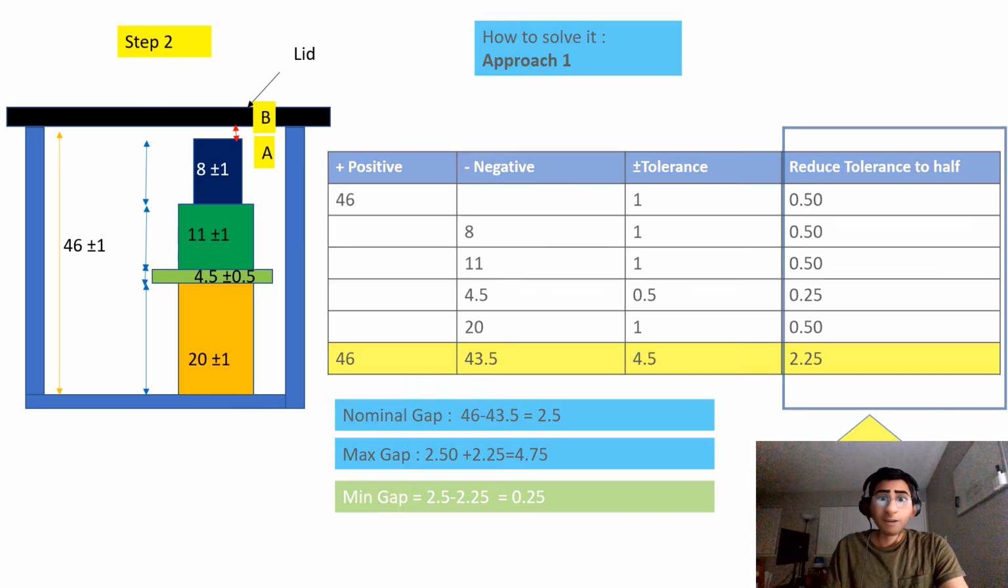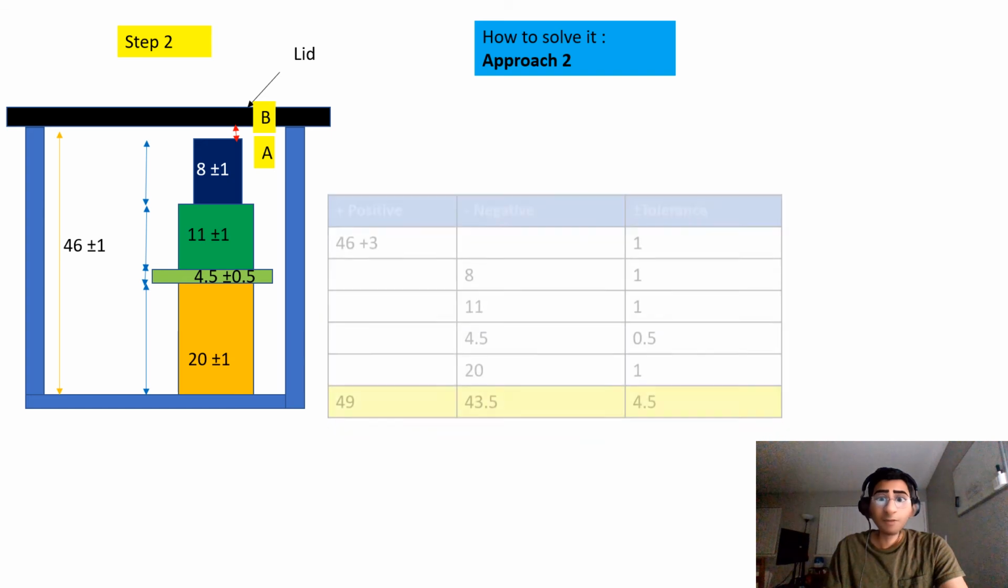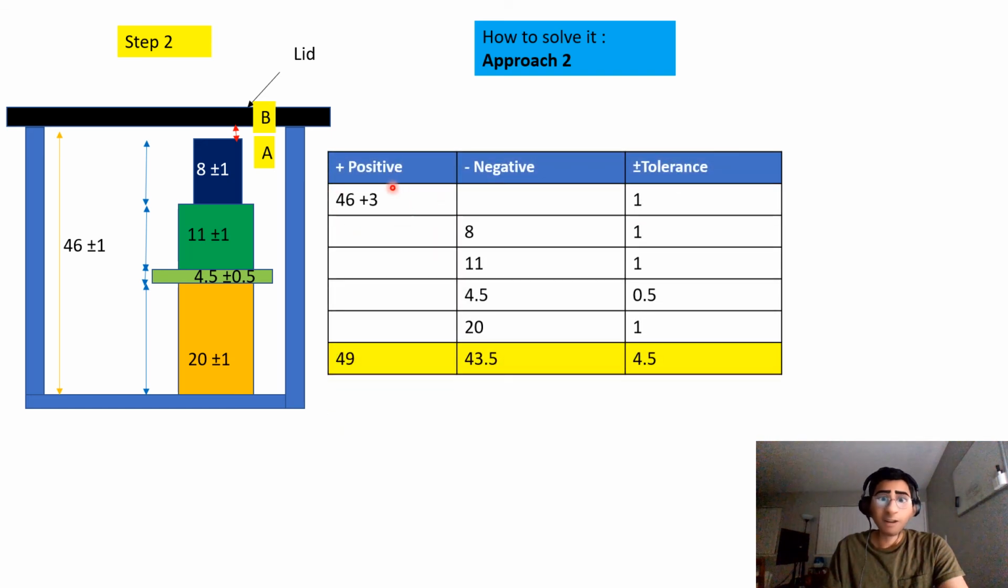The second approach could be to just change the nominal value. So one of the nominal values, the easiest one, you can just make more clearance for this enclosure. So you just increase this value by 3. Rest everything remains the same. So let's see the effect.